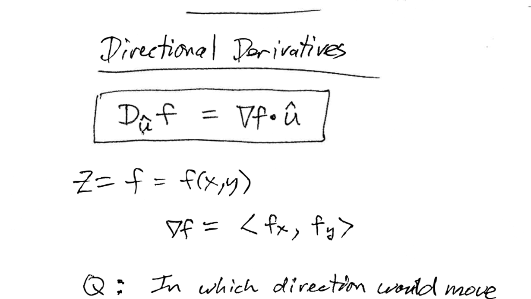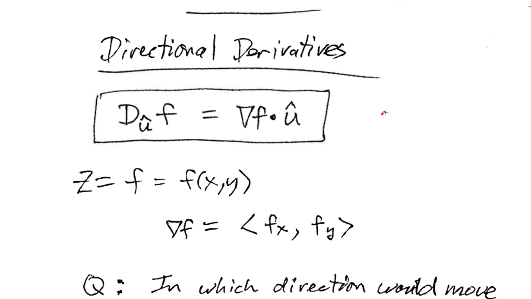Cap D subscript u hat of f. Okay, that's one of our notations. Oh, I should mention another notation here. But anyways, this is the gradient of f dotted with u hat. U hat indicates what? That's a unit vector.